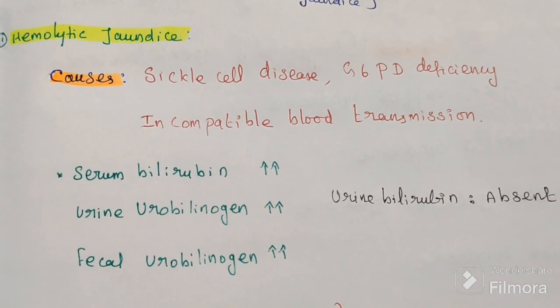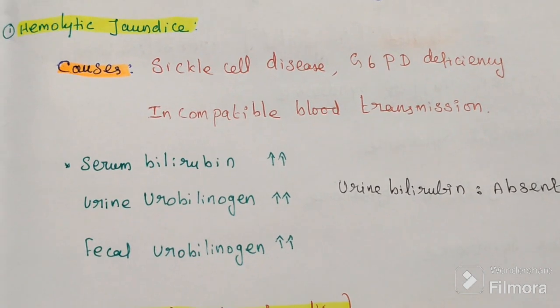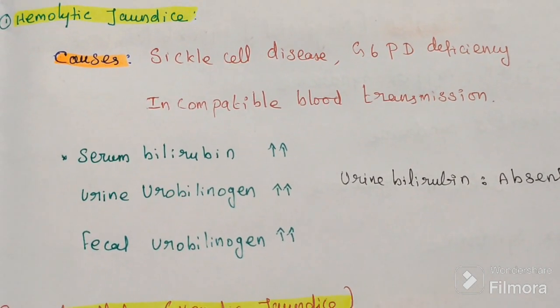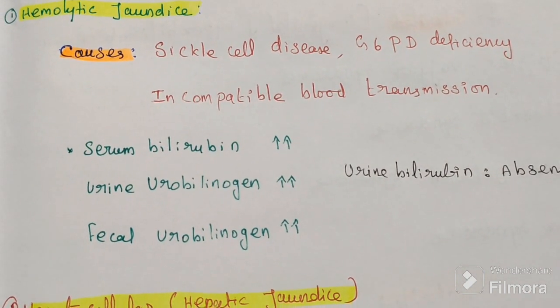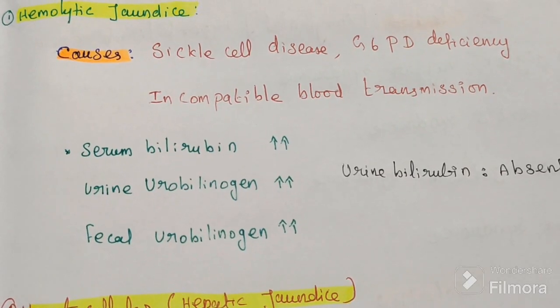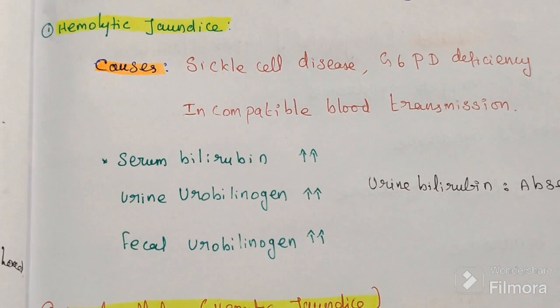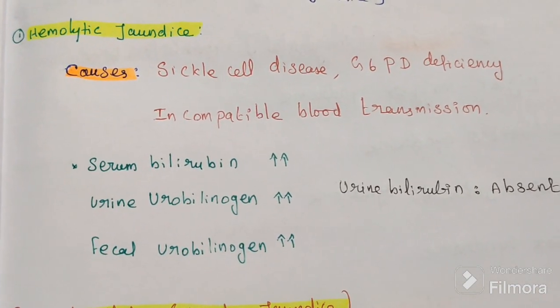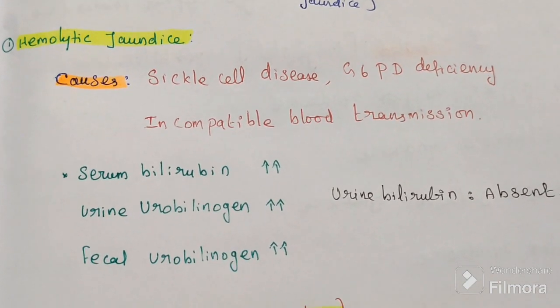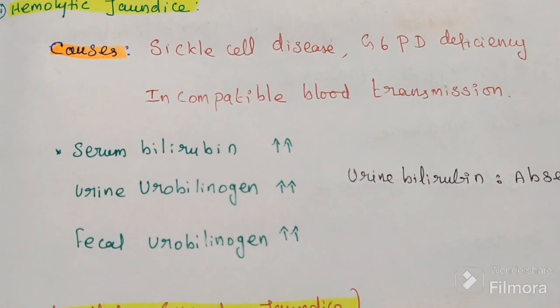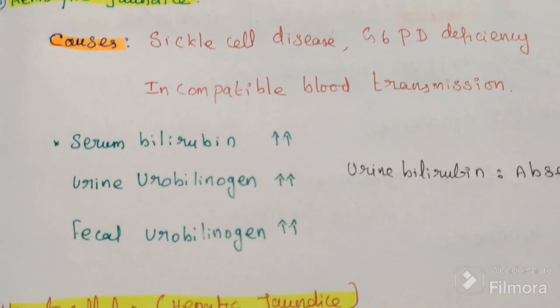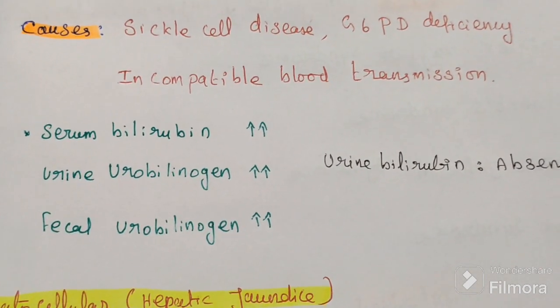We know unconjugated bilirubin is water insoluble, so there will be absence of bilirubin in the urine. So urobilinogen is increased in urine and feces.